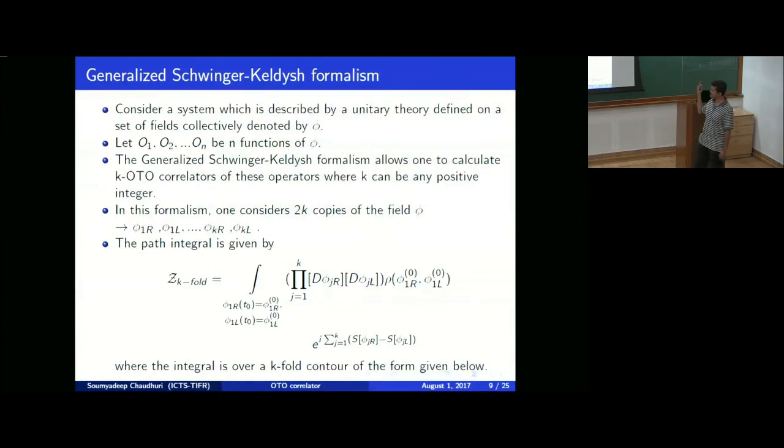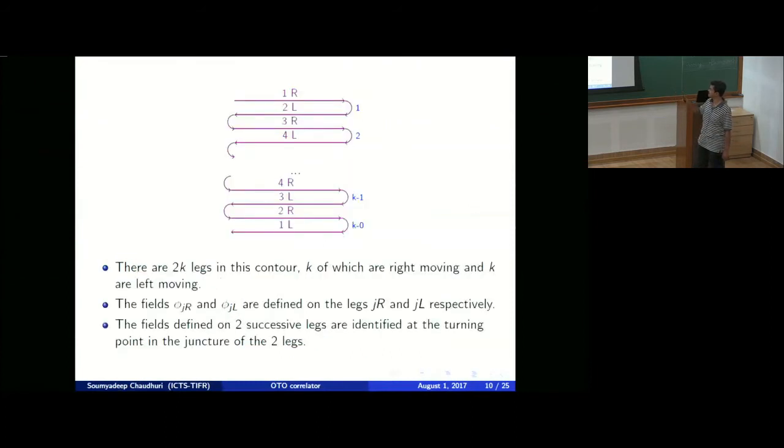Consider a system which is described by a unitary theory and which is defined on a set of fields, which I'm calling collectively phi. Let O1, O2, ..., On be n functions of phi, the usual operators in field theory. In this formalism, one can calculate k-OTO correlators where k is any positive integer. What one does is consider 2k copies of all these fields, which I am collectively calling phi, and then do a path integral over a certain contour, and this contour is indicated on the next page.